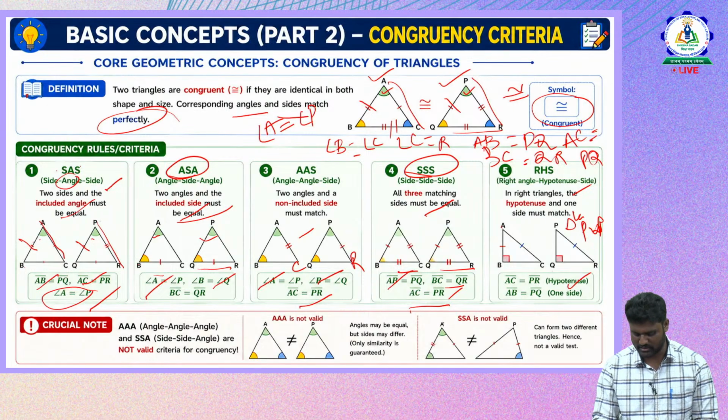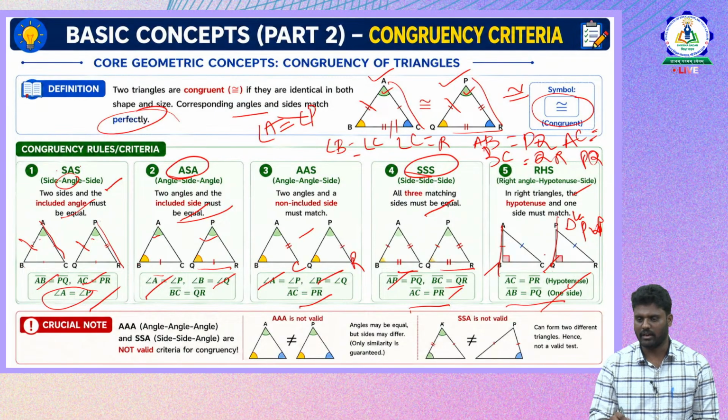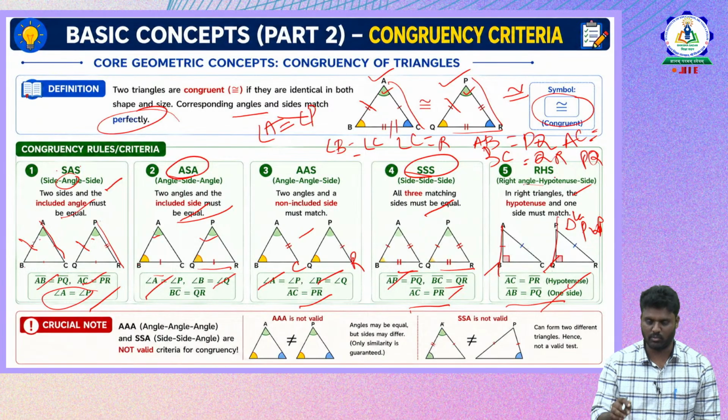Similarly, what is the angle here? Angle B and angle Q are also matching. What is the other side that is matching here? AB and PQ. So AB is equal to PQ. This is another side which is matching, at the angle B and angle Q. When the triangles are in this form, based on the RHS criteria, we say that both the right angle triangles are congruent triangles.